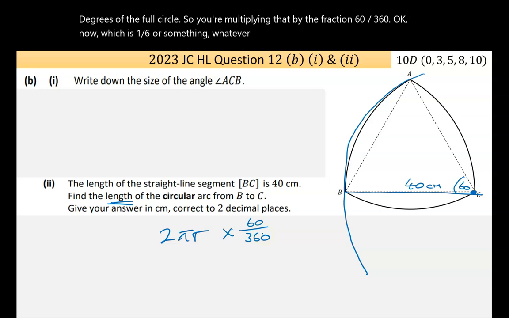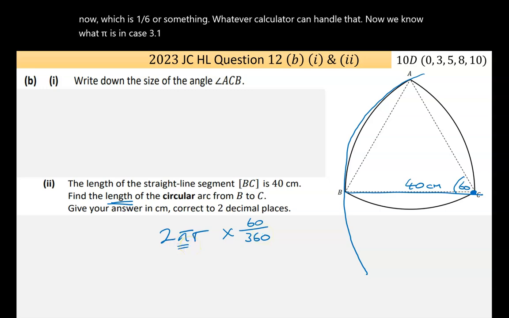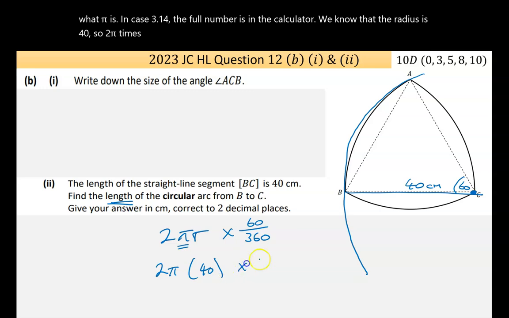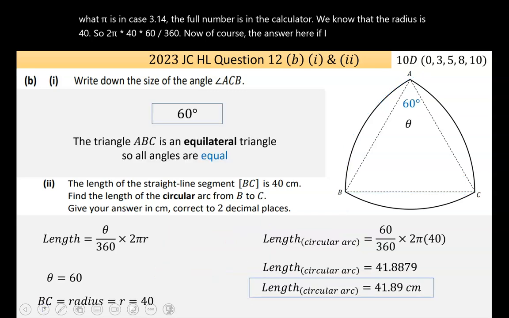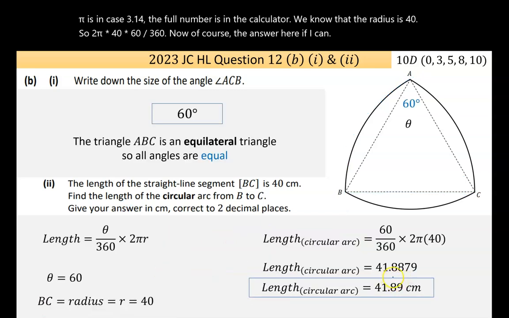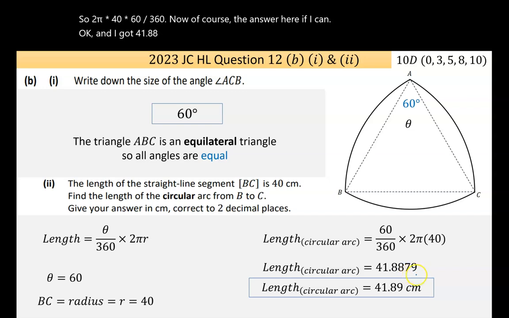Calculator can handle that. Now we know what pi is. Okay, it's 3.14. The full number is in the calculator. We know that the radius is 40. So 2 pi times 40 times 60 over 360. Now I'll go to the answer here if I can. Okay, and I got 41.8879 when I put it in the calculator.